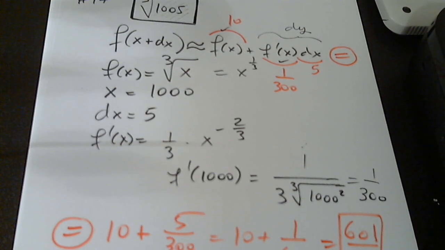So the cube root, no, I didn't mean that. Sorry, I meant 1,005 raised to the power 1 divided by 3. And I want to compare it with 601 divided by 60. Look at that. Good. Very good pick.